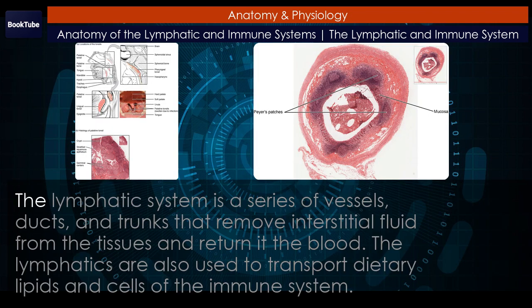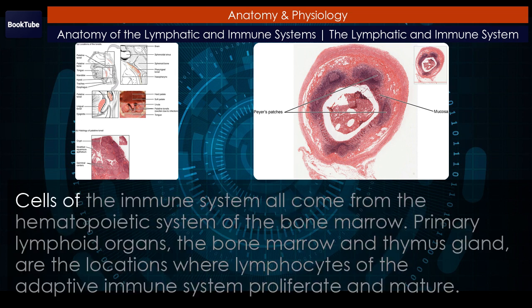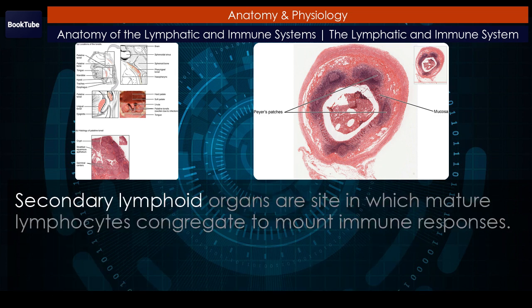Chapter review. The lymphatic system is a series of vessels, ducts, and trunks that remove interstitial fluid from the tissues and return it to the blood. The lymphatics are also used to transport dietary lipids and cells of the immune system. Cells of the immune system all come from the hematopoietic system of the bone marrow. Primary lymphoid organs, the bone marrow and thymus gland, are the locations where lymphocytes of the adaptive immune system proliferate and mature. Secondary lymphoid organs are sites in which mature lymphocytes congregate to mount immune responses.